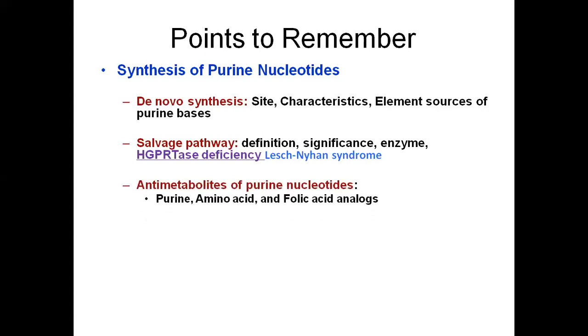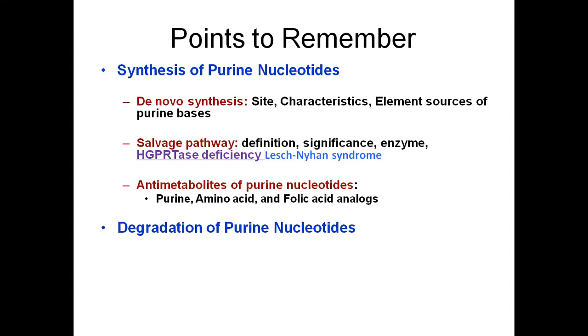Then anti-metabolites of purine nucleotides क्या हैं? Purines, amino acids और folic acid analogs ये क्या करते हैं कि जो उसकी regulation को affect करते हैं. Analogs, similar types of structures, right? So they interfere with the regulation of the purine.